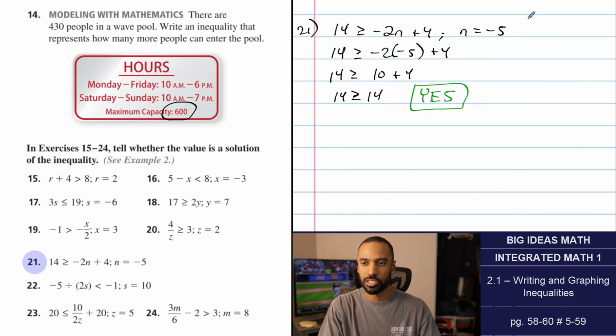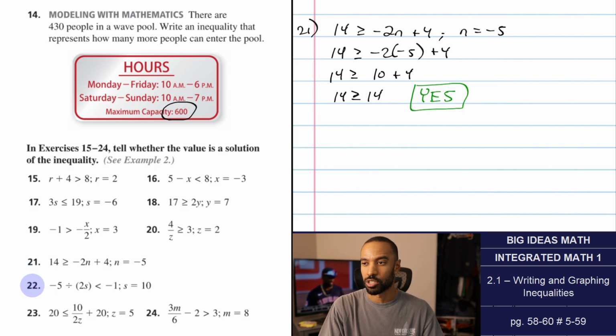Among another infinite set, not all real numbers. I want to remind you that inequalities have infinitely many solutions. That doesn't mean it's all real numbers.